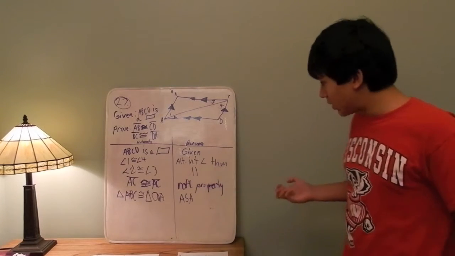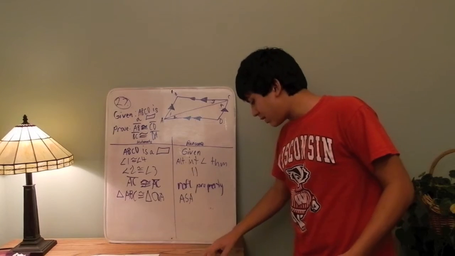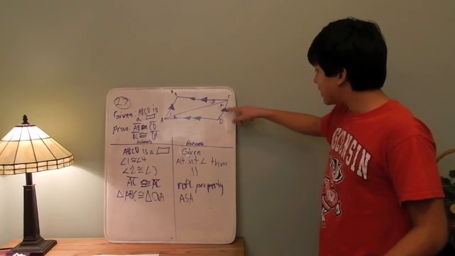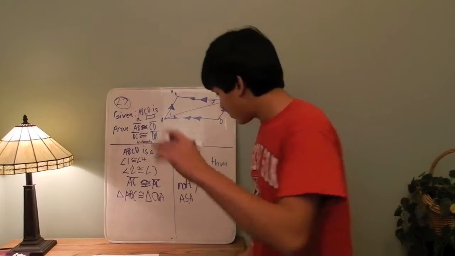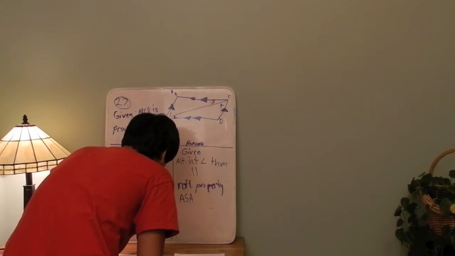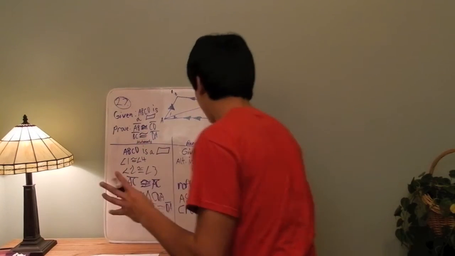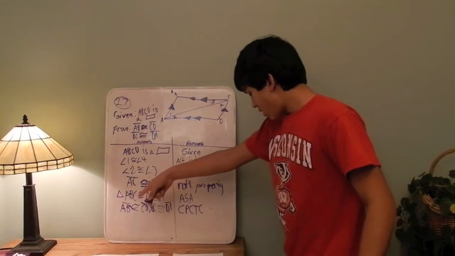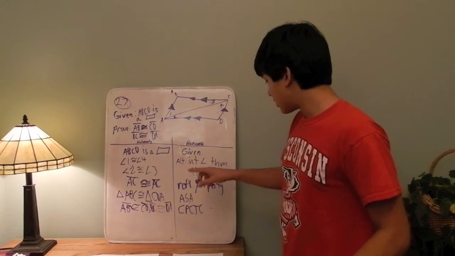Since we know that these two triangles are congruent, by CPCTC, we know that AB and CD are congruent, and AD and BC are congruent. So AB is congruent to CD, and BC is congruent to DA by CPCTC.